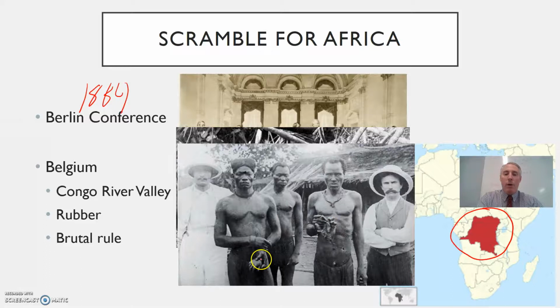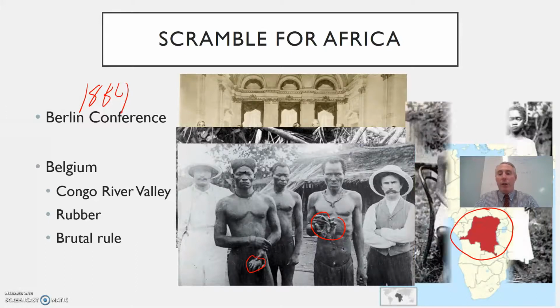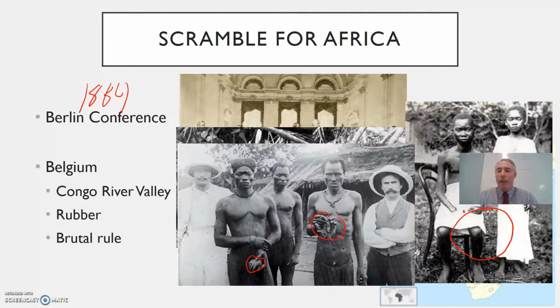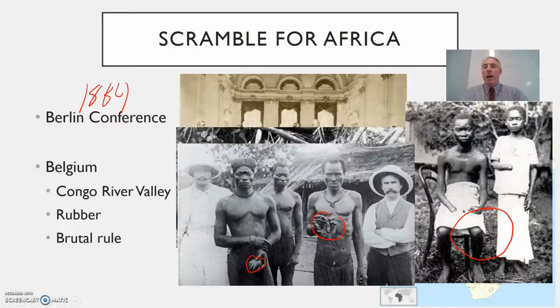Here you see these African workers. Those are hands that they're holding. All right. This was very, very gruesome. And unfortunately and tragically, even children were not exempt from this. Okay, you see the young boy here and the young girl, both missing hands. Belgian atrocities eventually ended, but they continued to exploit the Congo for its natural resources.